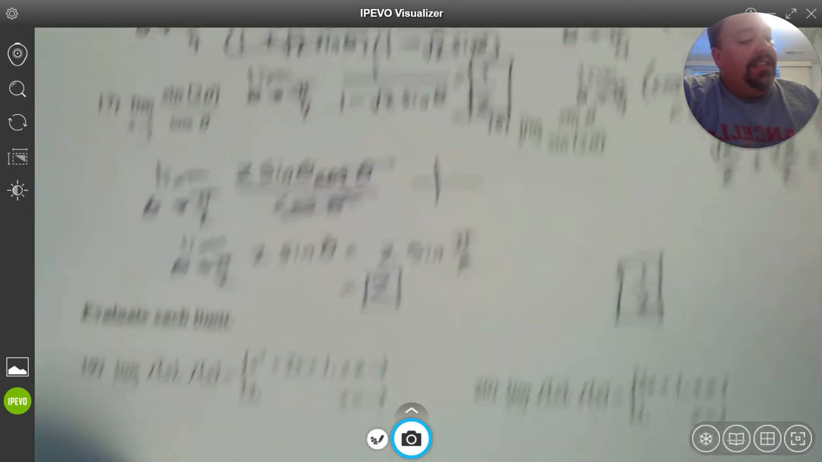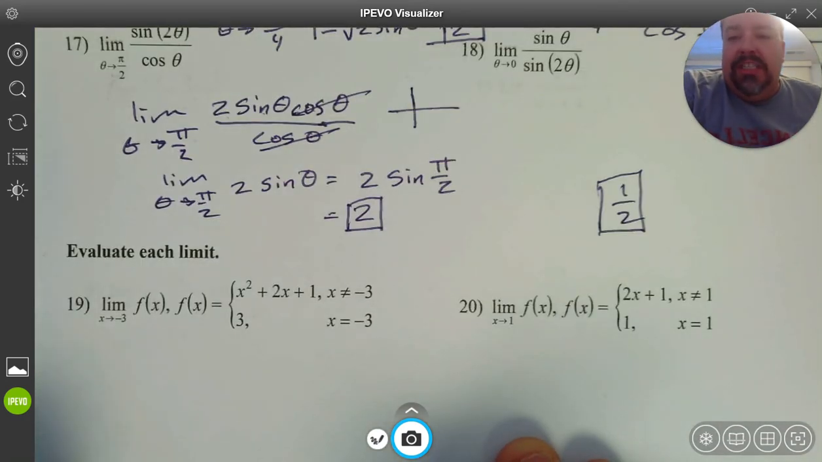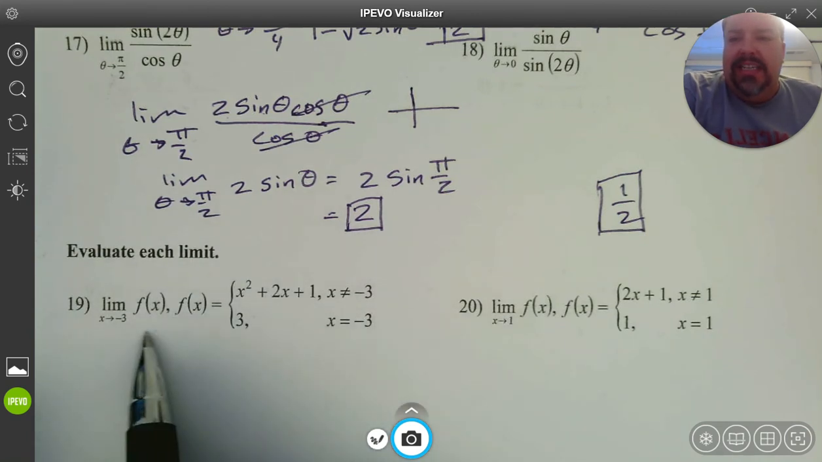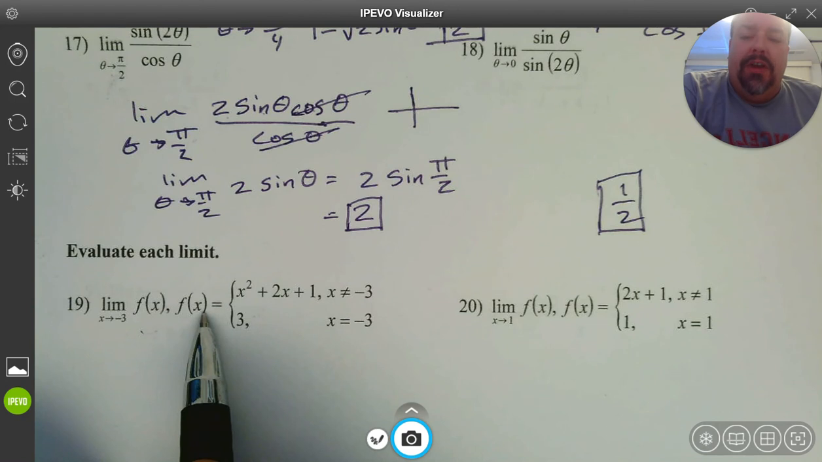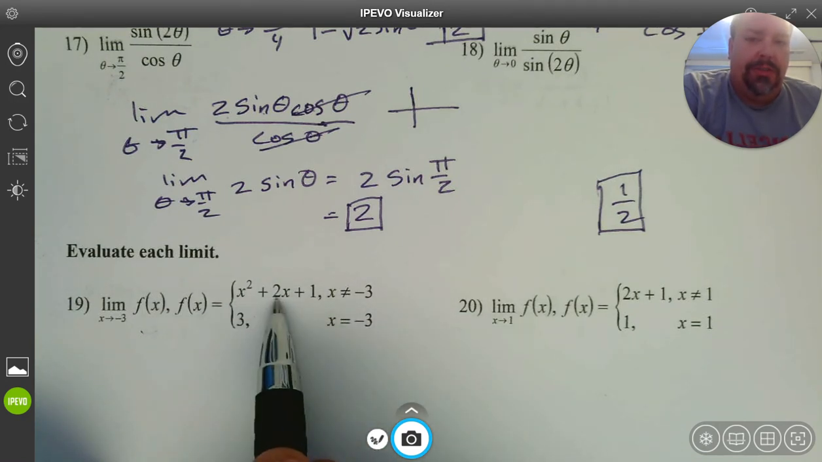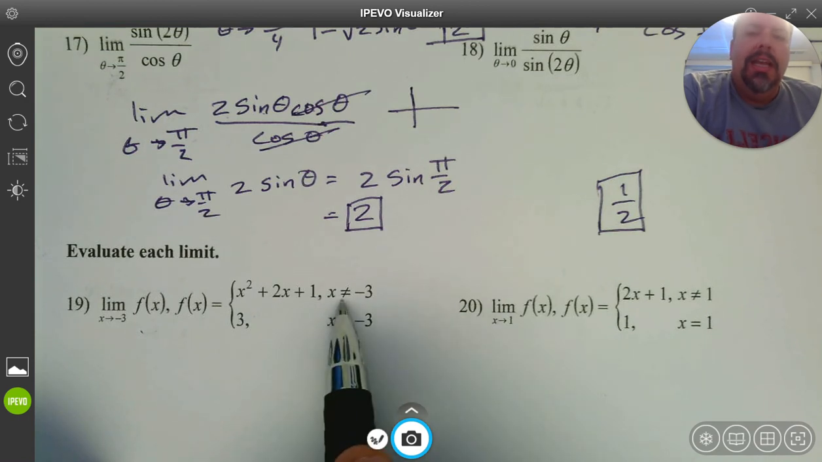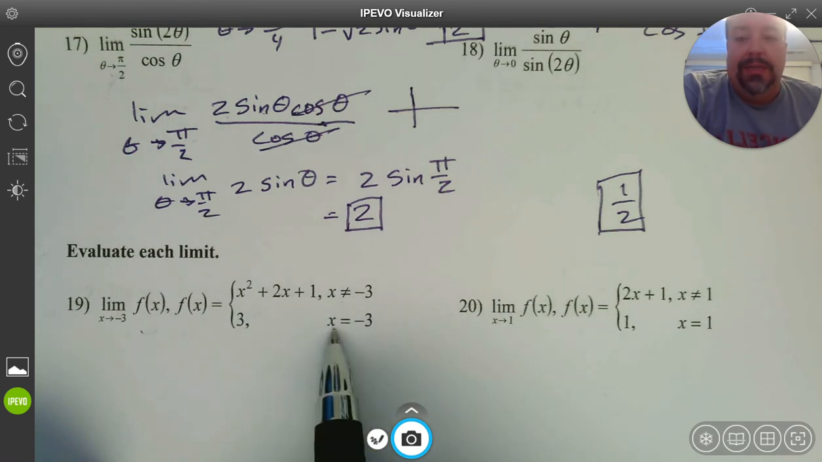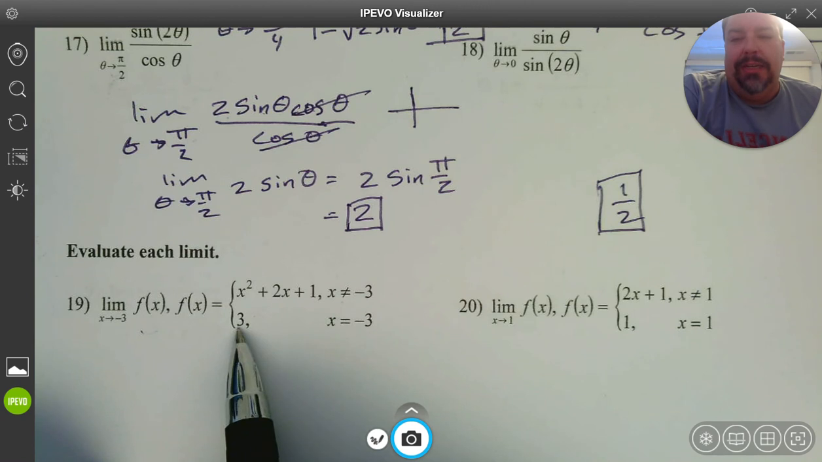Okay, 19 and 20. These are piecewise functions. So what this is saying is we want to take the limit as x goes to -3 of this function. Here's the function. It's defined as a piecewise function. Most of the time it's going to look like this guy, x squared plus 2x plus 1. Except when x is -3. When x is -3, it's going to be defined at 3.